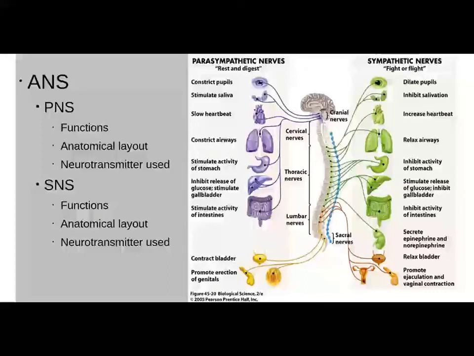But in the sympathetic nervous system, that arises in either the thoracic or lumbar spine. The preganglionic neuron of the SNS is really short, running from the central nervous system to the sympathetic chain ganglia. The postganglionic neuron in the SNS runs from that ganglion all the way to the organ that it is going to innervate.